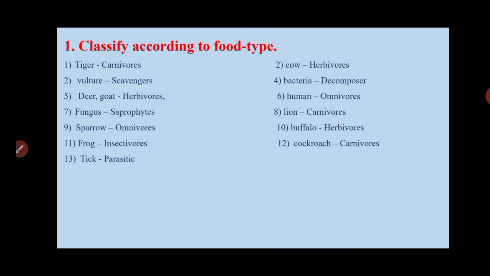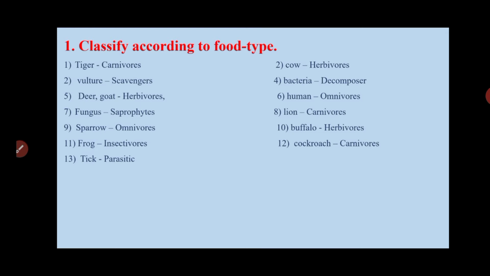Now, first is the tiger. Tiger is a carnivore. Cow, deer, goat, buffalo are herbivorous animals. Vulture is a scavenger, and we know that bacteria are decomposers. Then human is an omnivore. Omnivorous means they depend on food from animals and plants also.